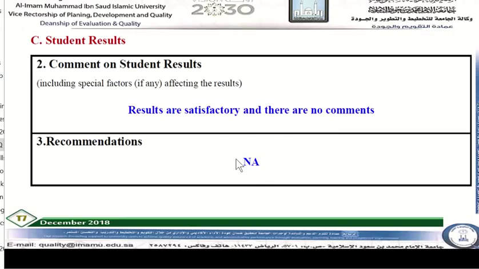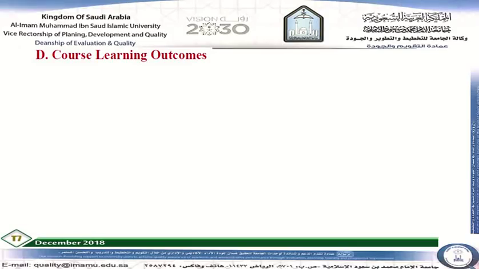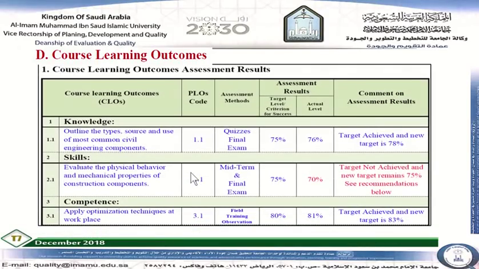Again, if you're not happy, you just write your recommendations for improving students' performance. This is the most important section, the course report. As you can see, it's about the learning outcomes, or the course learning outcomes. In this column, we write the course learning outcomes as they are written in the course specifications. And we make sure that these learning outcomes are connected to the program learning outcomes, the PLOs.